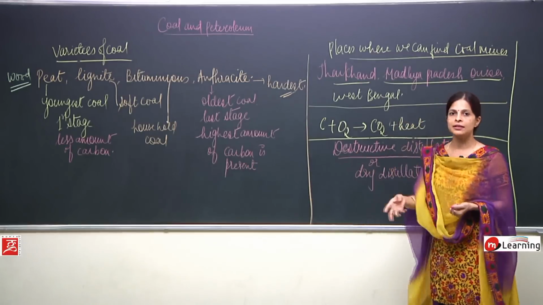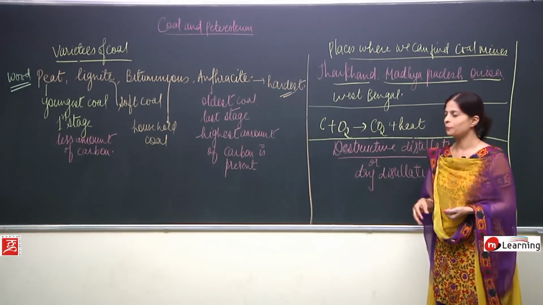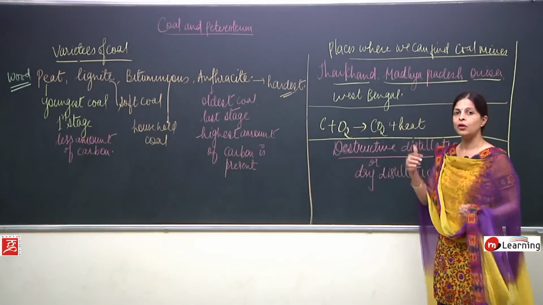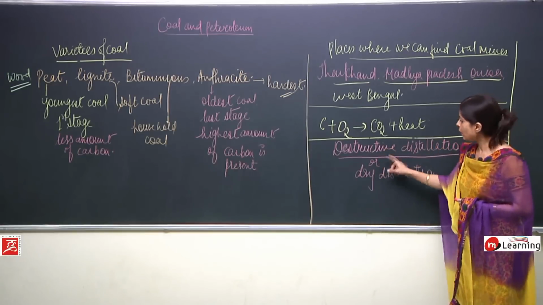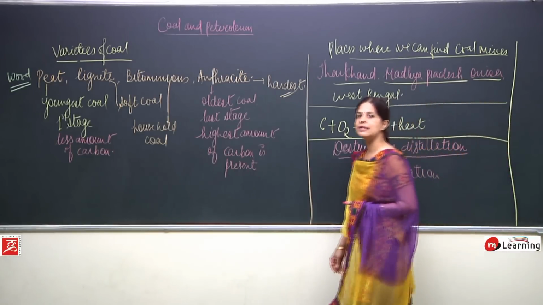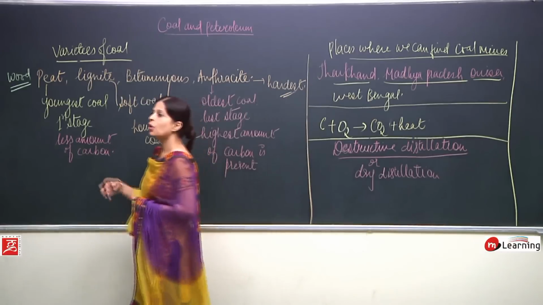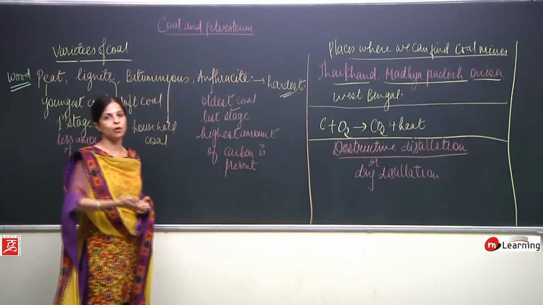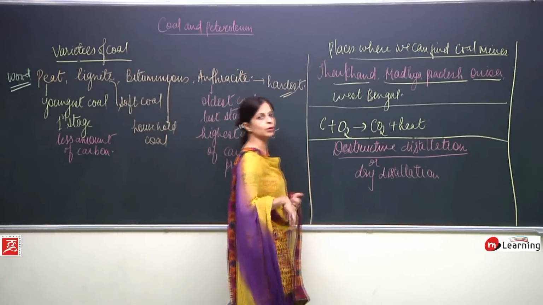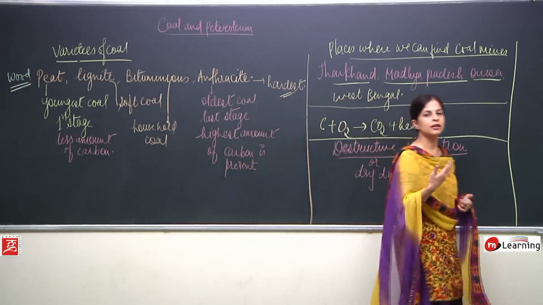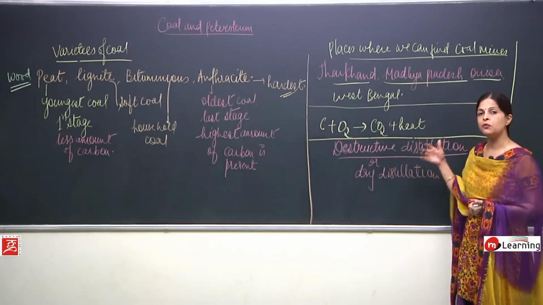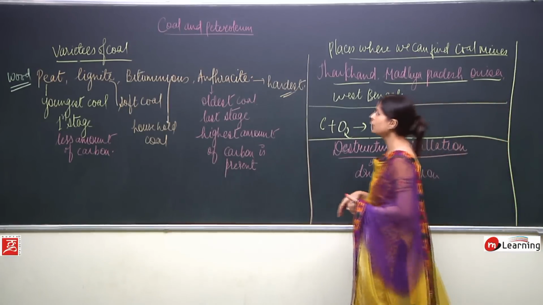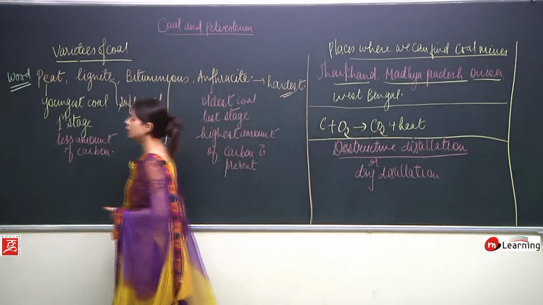There is nothing else in the universe which can be obtained from the coal. Okay, so what are we talking about? We are talking about destructive distillation, or it can even be called dry distillation. That means, what else can be formed from the coal? When coal undergoes destructive distillation, what are the different things which can be formed? I'll just have a look at that.